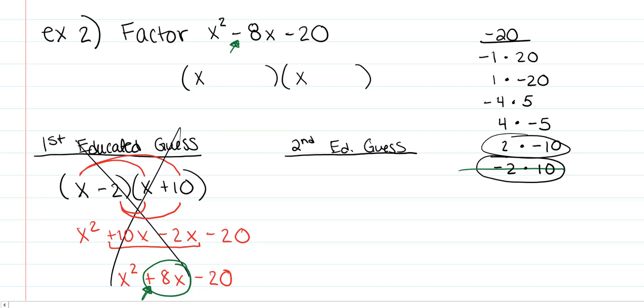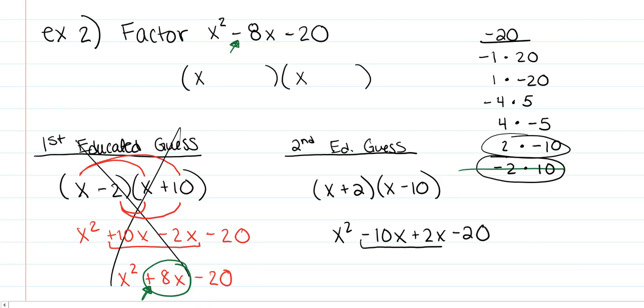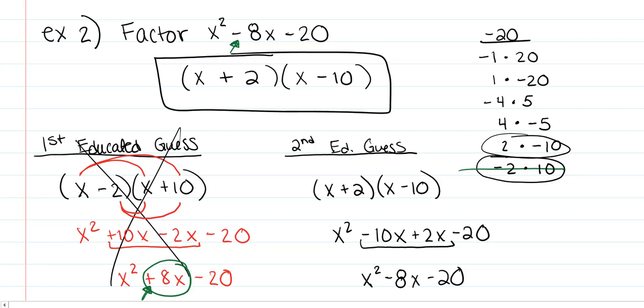Because that does probably hint to me that it's +2 and -10, since 2 minus 10 is -8. So let's try that. X plus 2, x minus 10. So we get x squared minus 10x plus 2x minus 20. Combine my like terms. X squared minus 8x minus 20. And now it matches exactly, so I know that the correct factors are x plus 2 and x minus 10. That, when multiplied, is equivalent to x squared minus 8x minus 20.